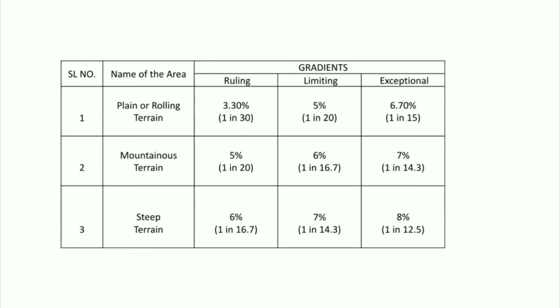In mountainous terrain, the ruling gradient will be 1 in 20 or 5%, limiting gradient 1 in 16.7 or 6%, and exceptional gradient is 1 in 14.3 or 7%. Number 3, steep terrain. The ruling gradient will be 6%, 1 in 16.7, limiting gradient will be 7%, 1 in 14.3, and exceptional gradient is 8%, 1 in 12.5.